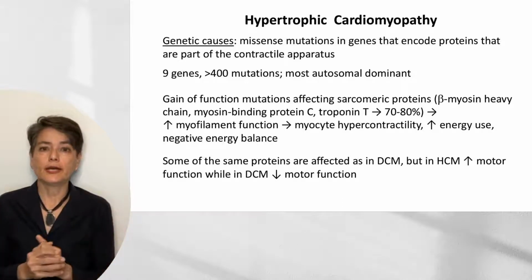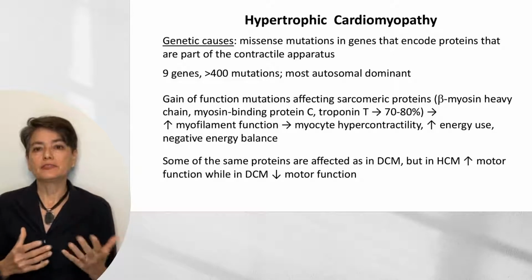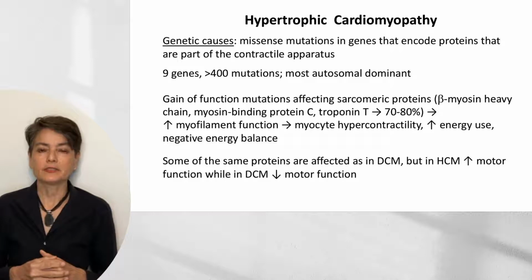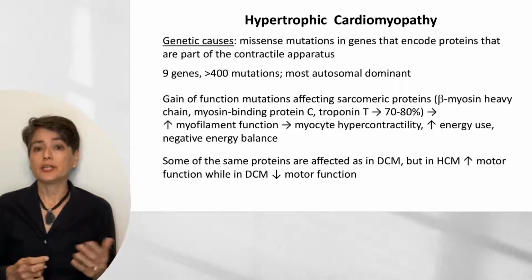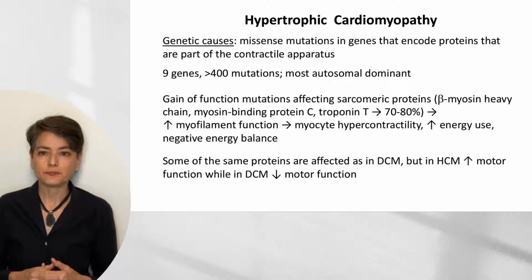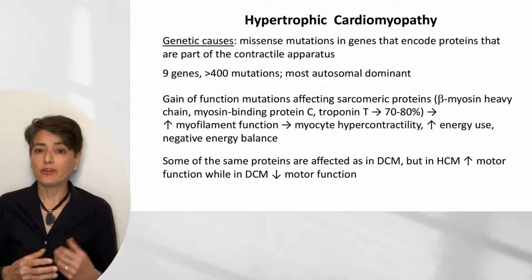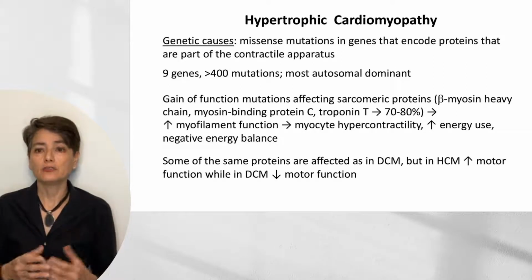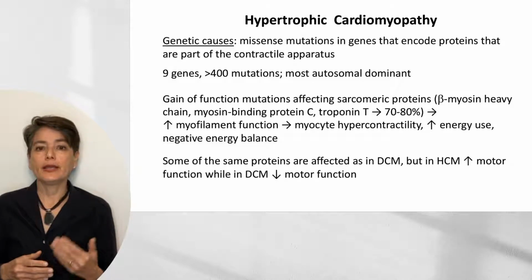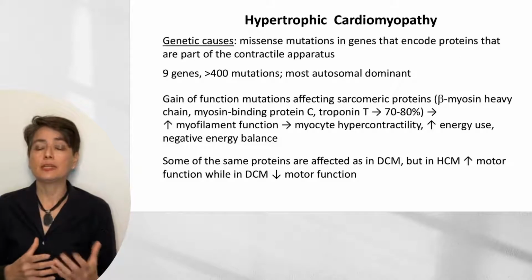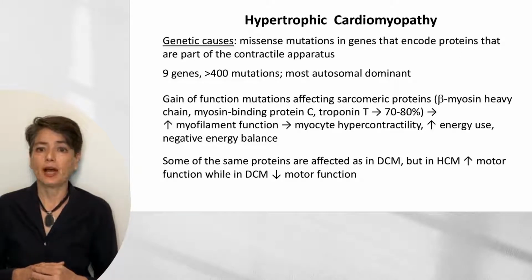All right, this brings us to our next entity, hypertrophic cardiomyopathy, and all of these are hereditary. So they're all due to genetic causes, typically due to missense mutations in genes that encode proteins that are part of the contractile apparatus. So far we've identified about 9 genes with more than 400 mutations, and almost all of these are autosomal dominant mutations. What we see are gain-of-function mutations that affect the sarcomeric proteins. So of those, beta-myosin heavy chain, myosin binding protein C, and troponin T are going to account for 70 to 80% of cases of hypertrophic cardiomyopathy.